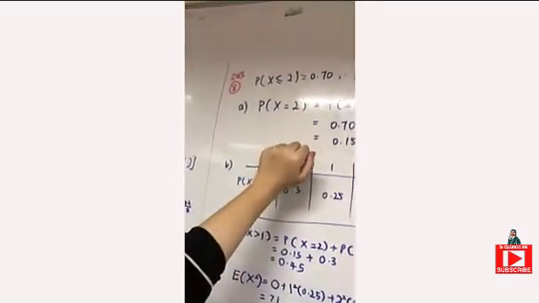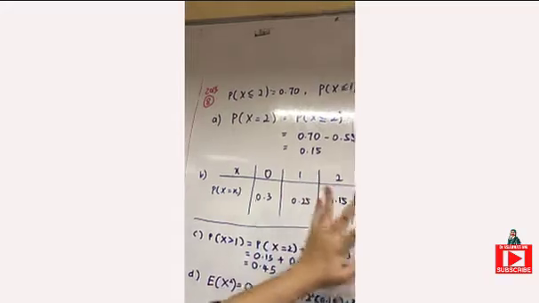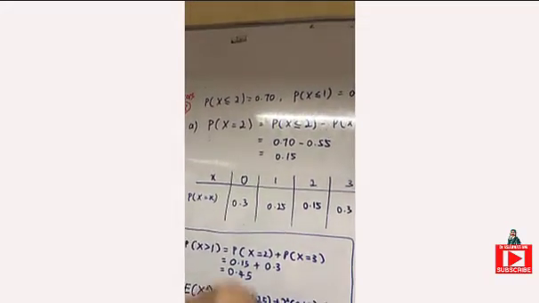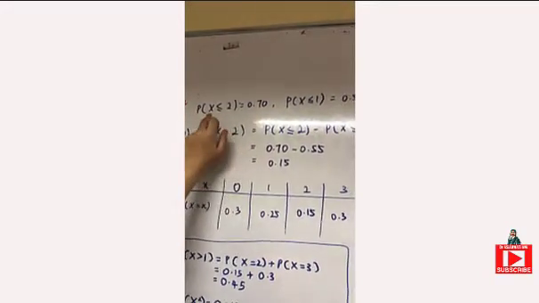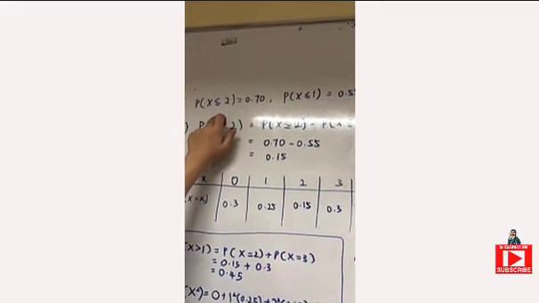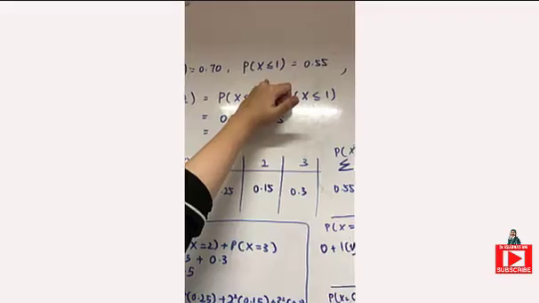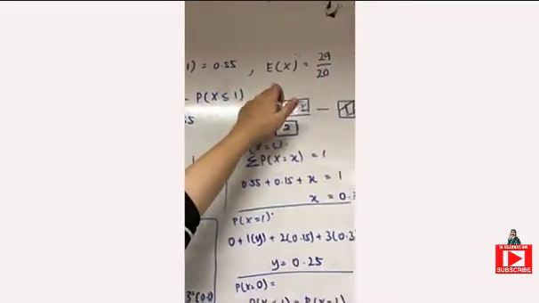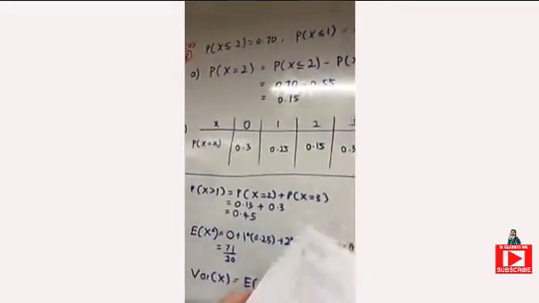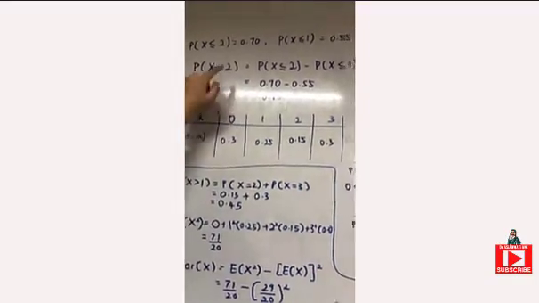Okay, hello. Kita buat soalan nombor 8 where the discrete random variable X can take value 0 to 3. So we have a few information. P(X ≤ 2) equals 0.7, and same here, P(X ≤ 1) is 0.55, and the mean is 29 over 20. So first question is you're finding probability of X equals to 2.